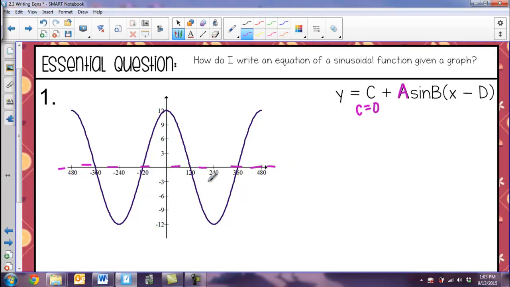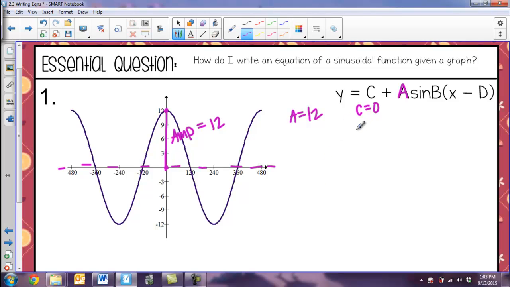Once I know where my sinusoidal axis is, I can figure out how tall my graph is from that middle point up to a high point or down to a low point. So here's my amplitude, and that would be from 0 to 12 is 12. So that makes my A equal to 12.